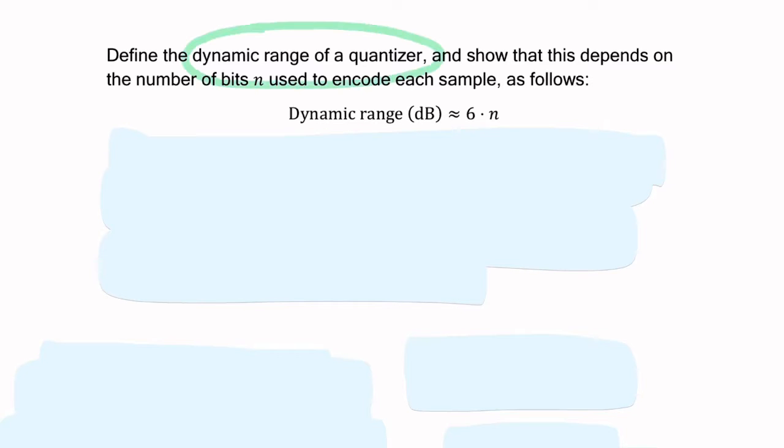This question is about the dynamic range of a quantizer. They're asking for a definition and to show how it's related to n. Specifically, we need to show that it's approximately equal to 6 times n. That's the dynamic range in decibels.